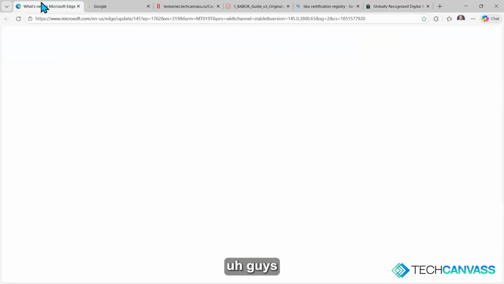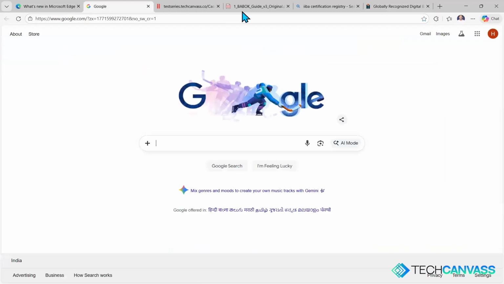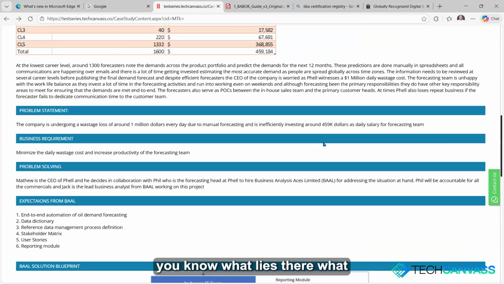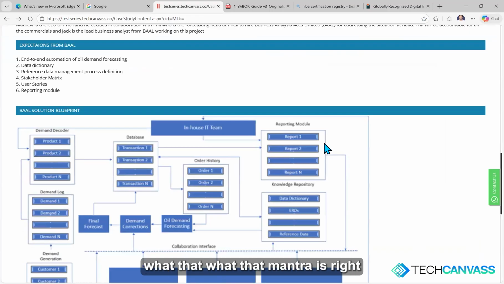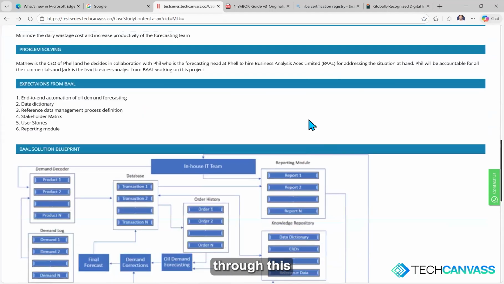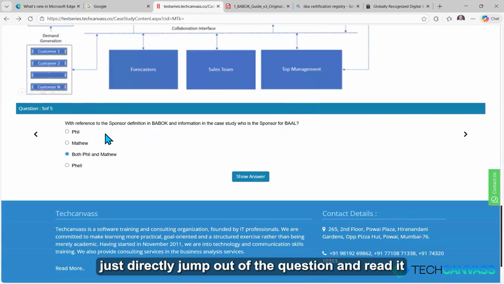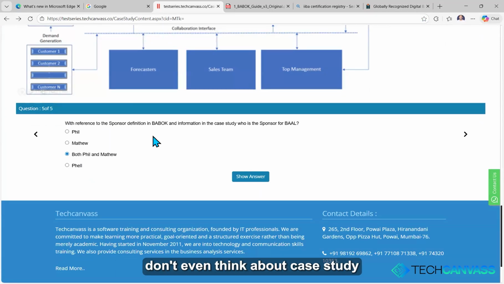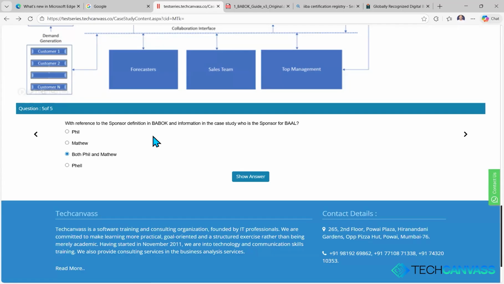Okay, so back, guys. You know what that mantra is, right? You don't have to go through this. Just directly jump to the question and read it like a question. Don't even think about the case study. The case study is just to confuse you, just to bring you back into that trap. Okay, that's it. That's the mantra for this.